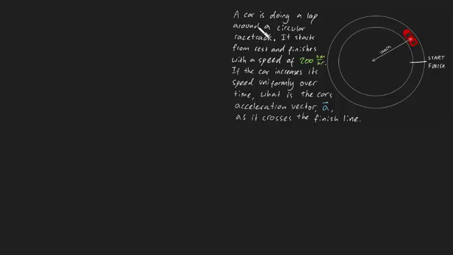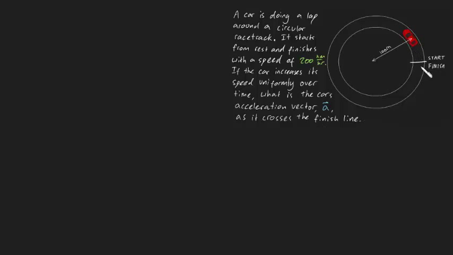G'day guys. A car is doing a lap around a circular racetrack. It starts from rest and finishes with a speed of 200 kilometers per hour. If the car increases its speed uniformly over time, what is the car's acceleration vector a as it crosses the finish line? So what's going on here?